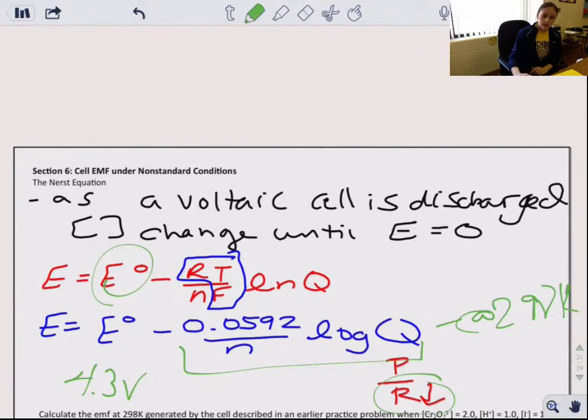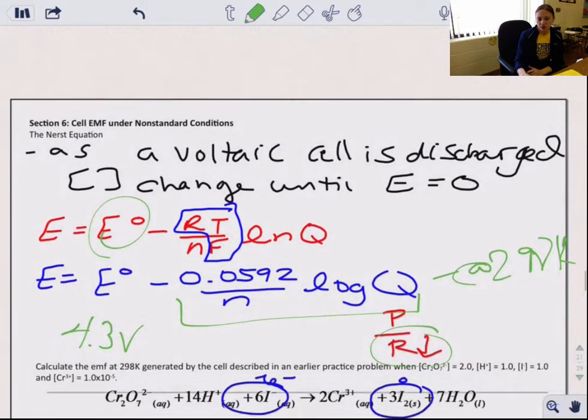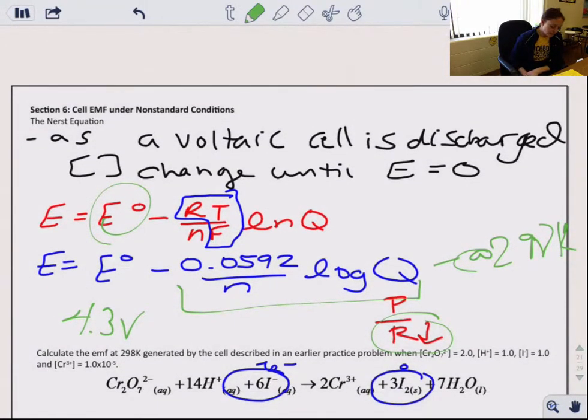In this next practice problem, we're going to calculate the cell EMF at 298 Kelvin for a cell that was described in an earlier practice problem, in sections 3 and 4. I have some concentrations there, and I have my reaction. I've already done this one, so you'll see that I have my reaction there at the very bottom. All I want is my E overall. That means we're going to be using this blue equation, where you have the E naught, which is just the cathode minus my anode. And all I have to do now is plug in all of these concentrations. And that is really, literally all you are doing.